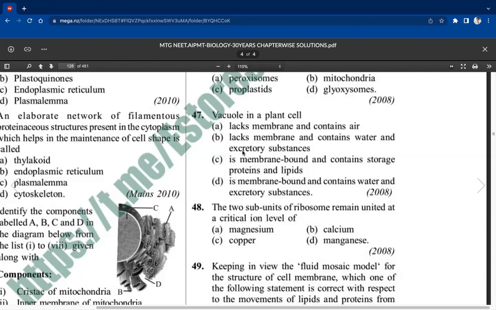Boundaries. Vacuoles have a single membrane structure called tonoplast, and it does not contain useful things mostly. It contains excretory substances. So if you remember these two things, it's good.